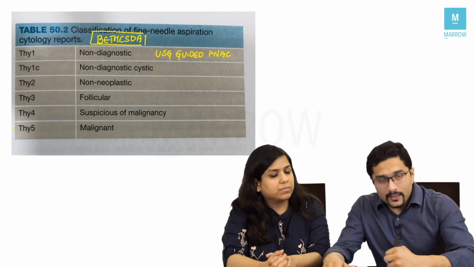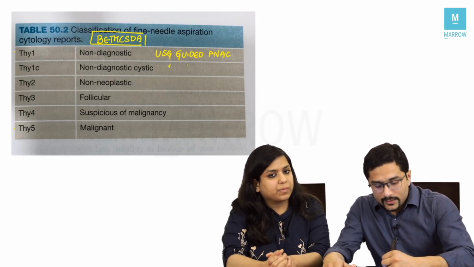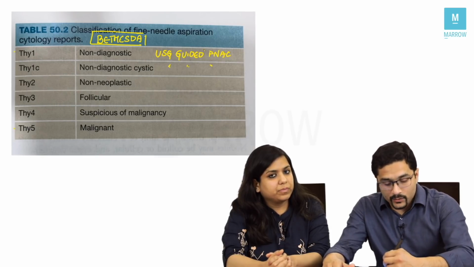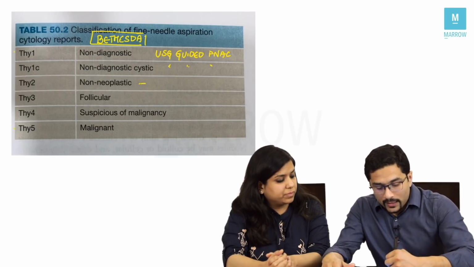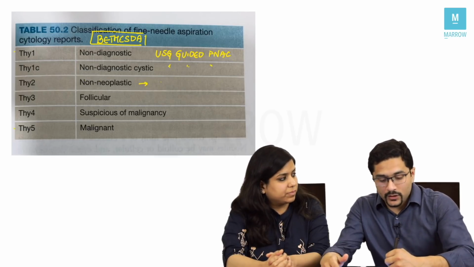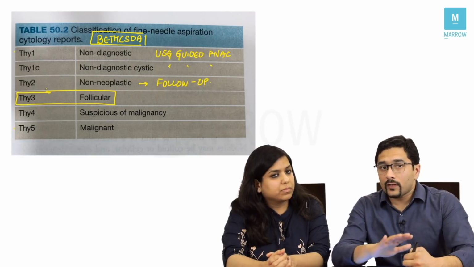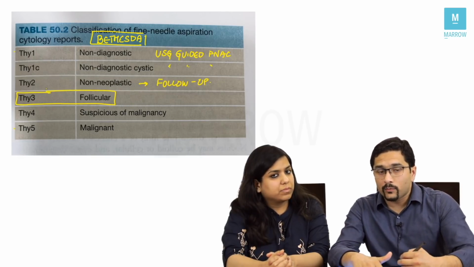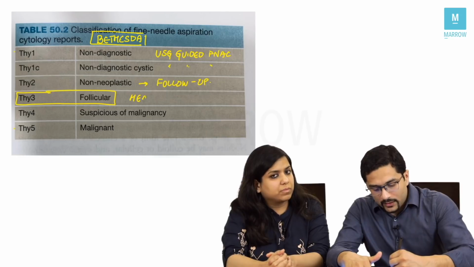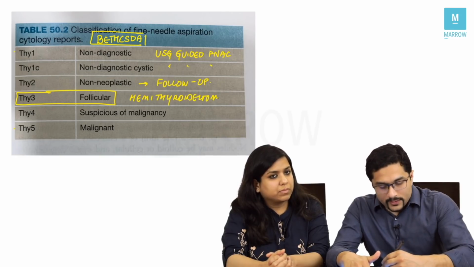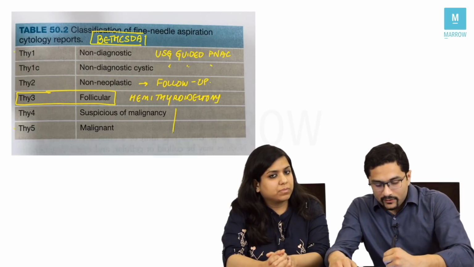Okay. Similarly, Type 1C is non-diagnostic cystic. Same, we'll do an ultrasound guided FNAC there as well. Type 2 is non-neoplastic. If it is non-neoplastic, we just follow up the patient. We don't have to do anything else. Type 3 is follicular, which Dr. Illa has already explained to you that we cannot differentiate an adenoma versus a carcinoma. So there we are going to do a hemithyroidectomy. Type 4 is suspicious of malignancy and Type 5 is malignancy, where we'll do surgery.